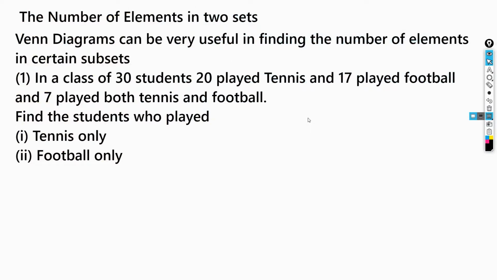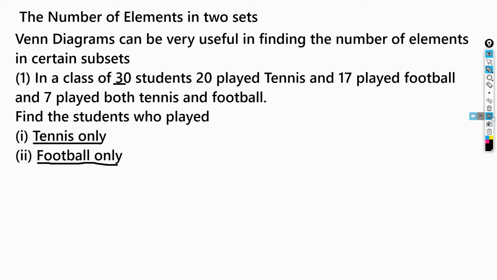All right, guys, so we're going to look at a real life example here and see how we can apply Venn diagrams to problems to solve the questions. It says the number of elements in two sets. Venn diagrams can be very useful in finding the number of elements in certain subsets. The example here: in a class of 30 students, 20 played tennis and 17 played football, and 7 played both tennis and football. Find the students who played tennis only and football only.